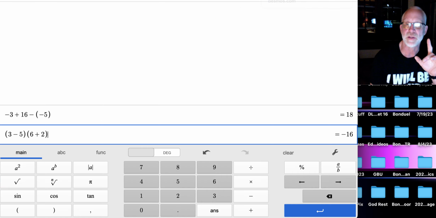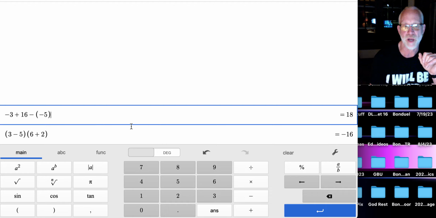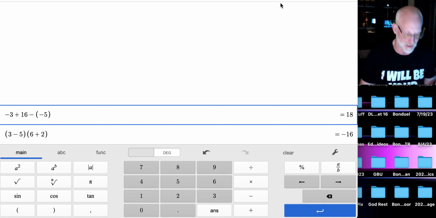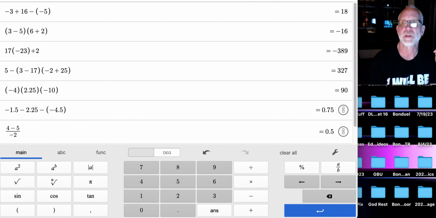And the cool thing about this calculator, two more things I'm going to show you that's really cool. You can just put all your problems and list them. You know, like in a regular calculator, you have to clear every time. Here you can see everything all together. So here are all the problems that we worked out. Here are all the solutions.